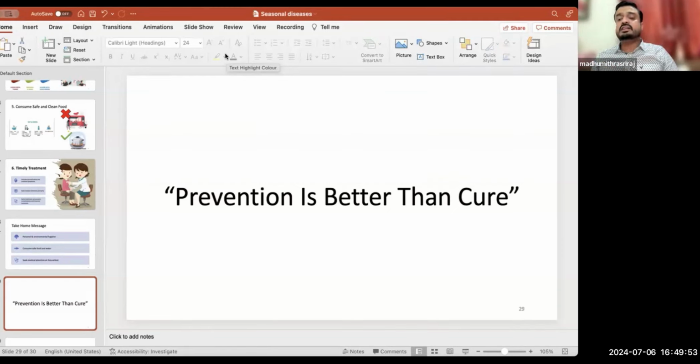So if anyone does not have these signs, only some fever which is manageable at home with medication, then they are okay. But if anyone has warning signs, they are the ones who need a bit of monitoring and hospitalization.